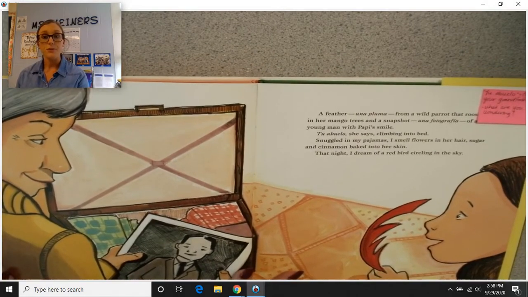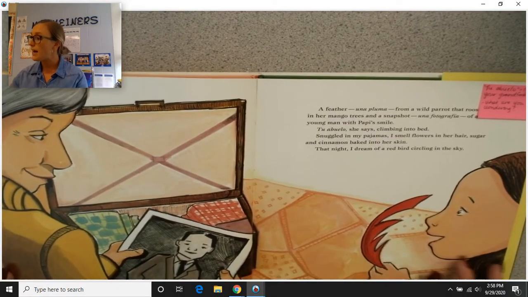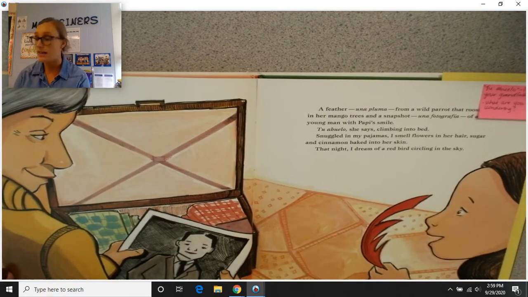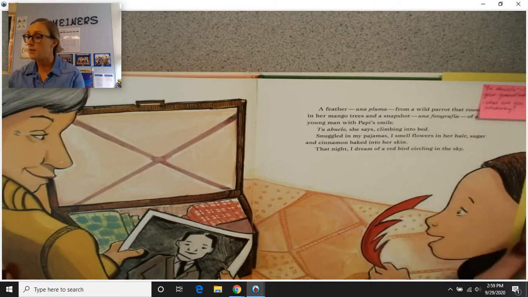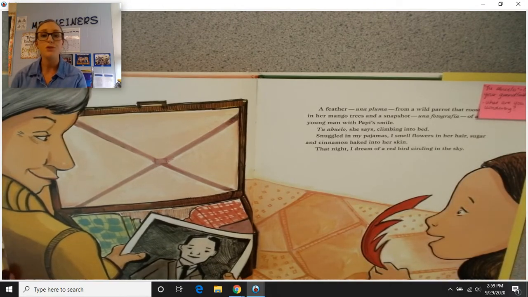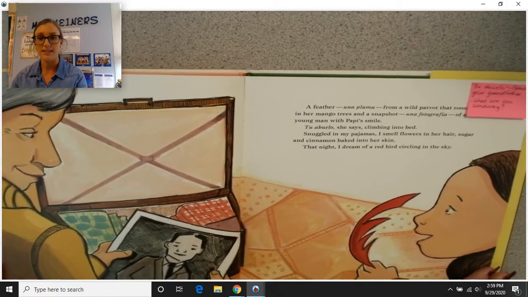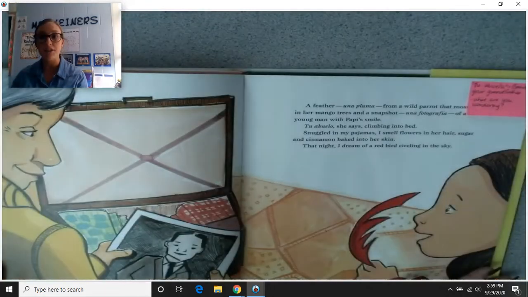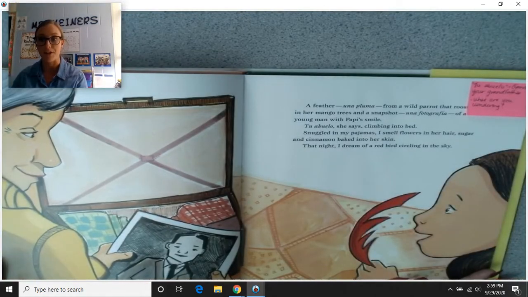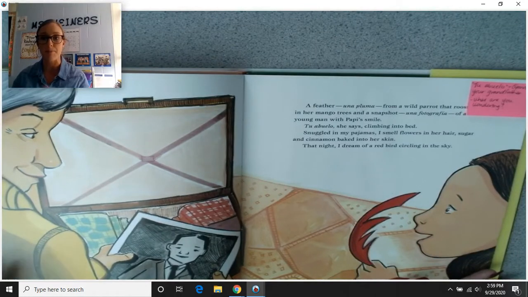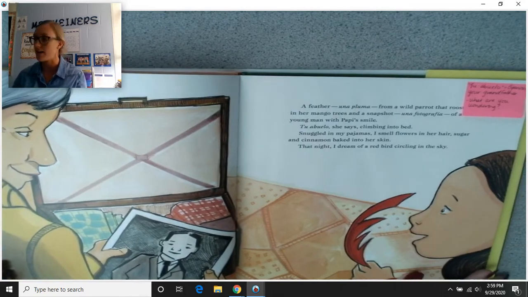A feather, una pluma, from a wild parrot that roosted in her mango trees, and a snapshot, una fotografía, of a young man with Papi's smile. Tu abuelo, she says, climbing into bed. Snuggled in my pajamas, I smell flowers in her hair, sugar and cinnamon baked into her skin. That night, I dream of a red bird circling in the sky.